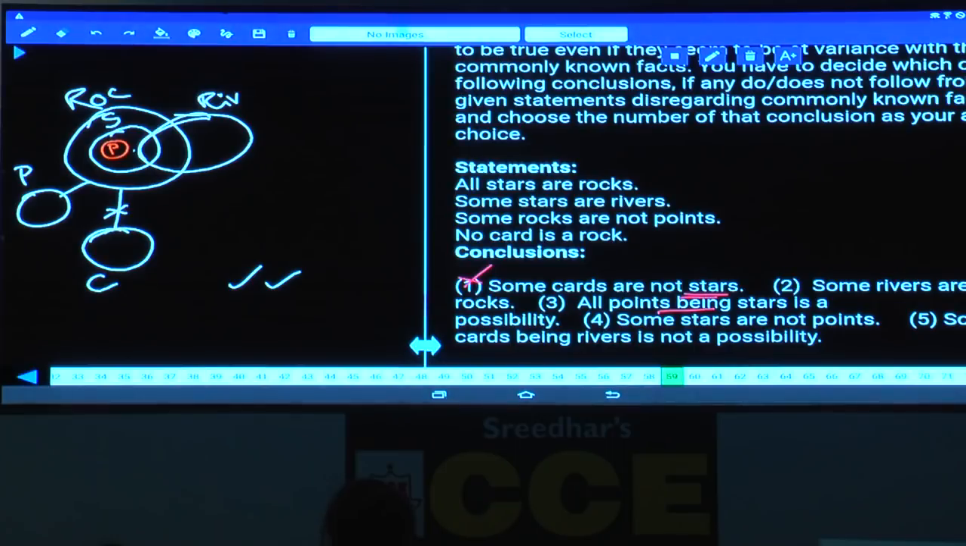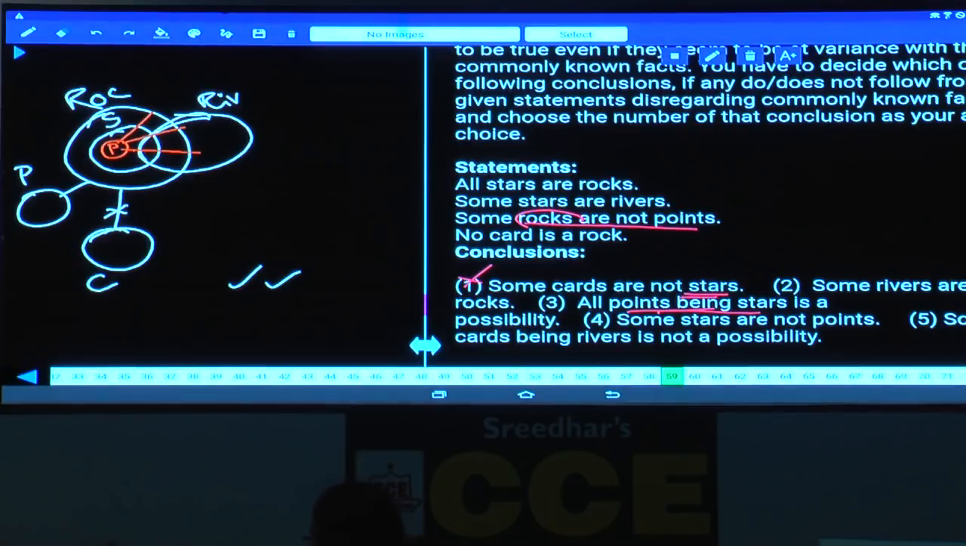Then what is the only statement which can defy that one? Some rocks are not points. Tell me whether there are some rocks which are not points after writing this point into stars or not. Tell me, is the statement "some rocks are not points" true in this diagram or not? Yes, where it is. All these are the rocks which are not points, and some of the rocks which are not points is true. As it is true, I can make it as true. All points are stars is a possibility.